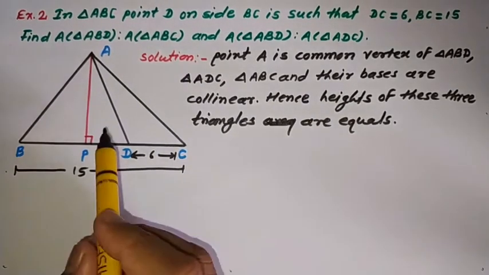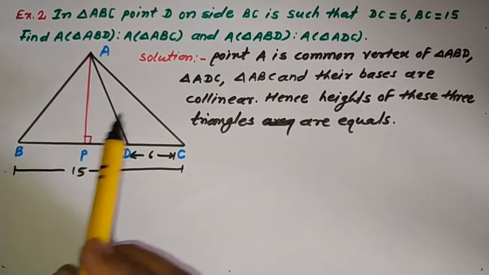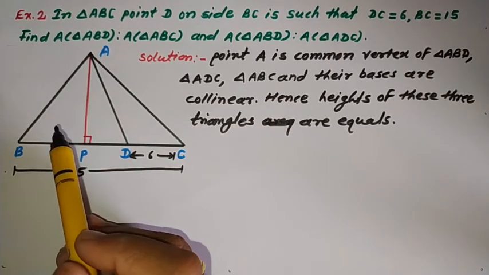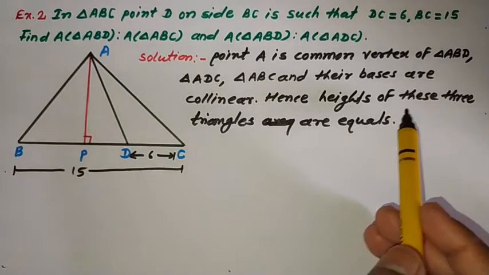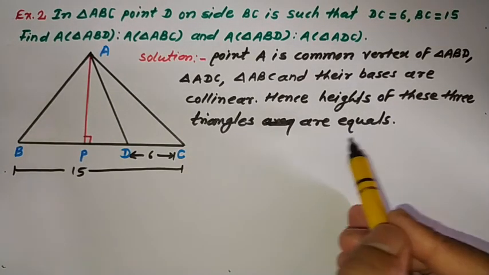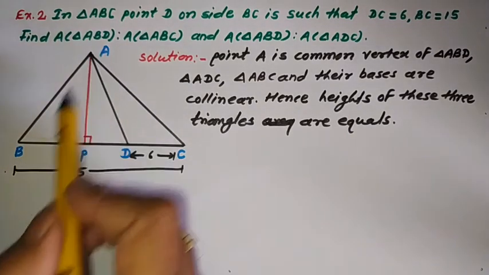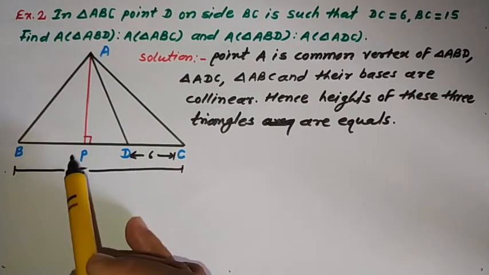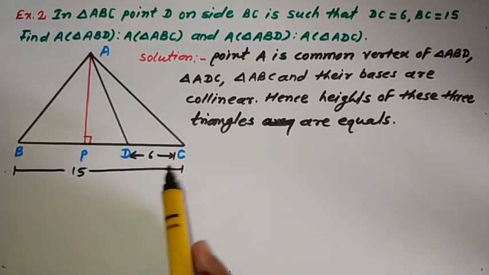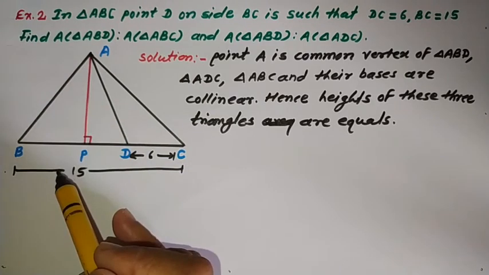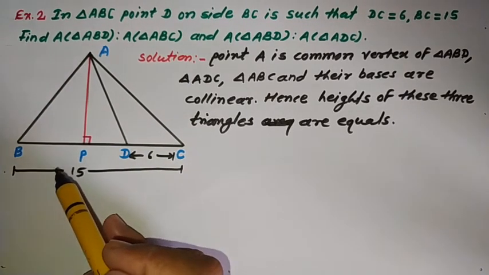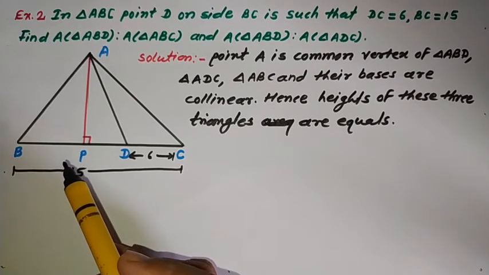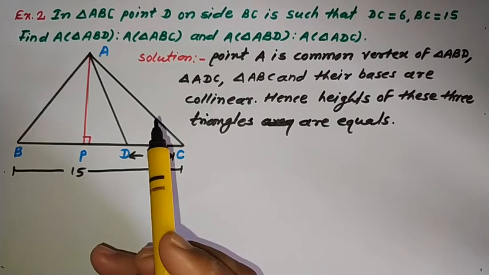In this figure, the three triangles have equal heights. In triangle ABC the height is AP, in triangle ADC the height is AP, and in triangle ABD the height is AP. Heights are equal, and hence the areas are proportional to the bases.